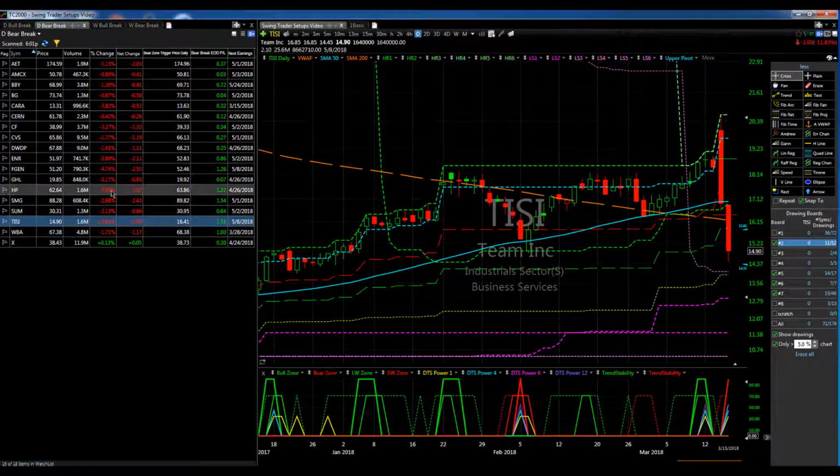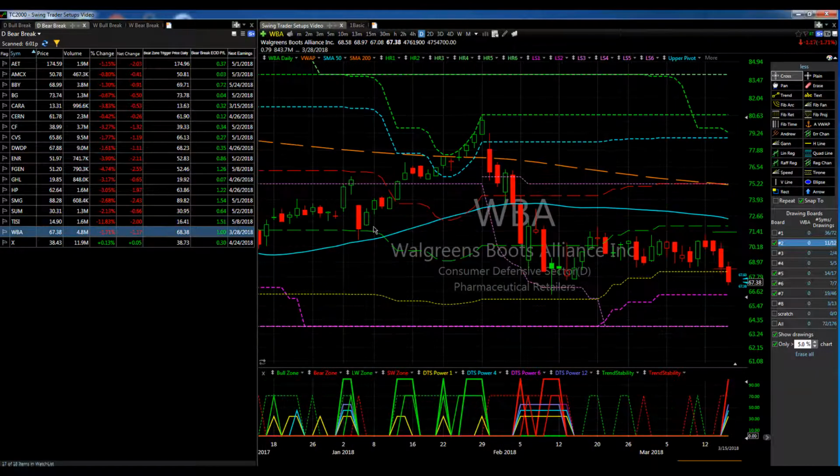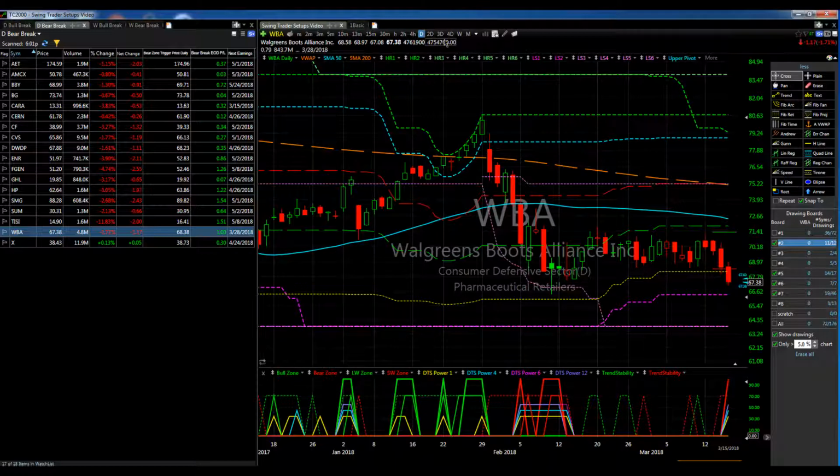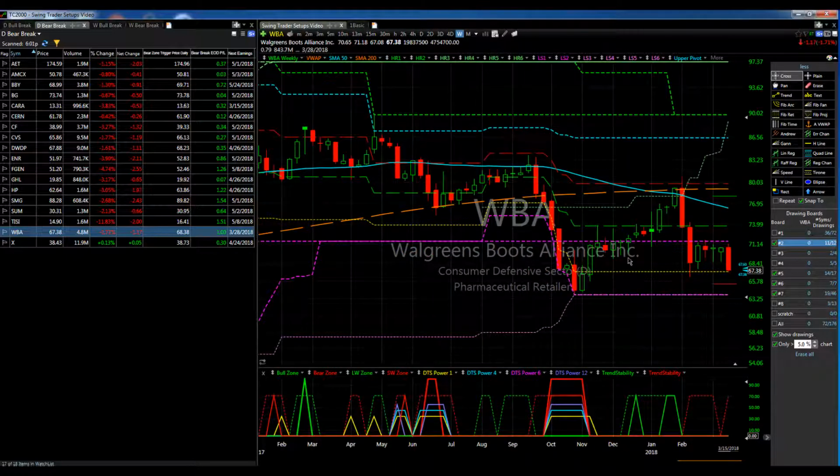WBA, Walgreens, just like CVS, I guess, it's been chopping around, getting a little more momentum to the downside. You got some support areas down here. Weekly chart is not really pretty. Rejected the 200 week, but that's where you're going to revisit most likely. Maybe not. You may hold this little trend line here. It needs to go back up tomorrow.